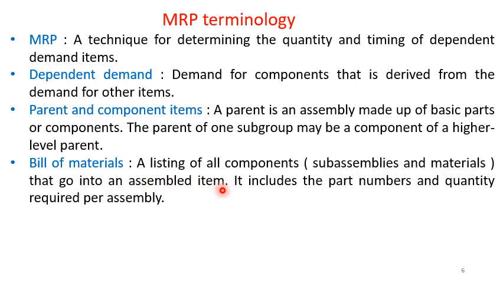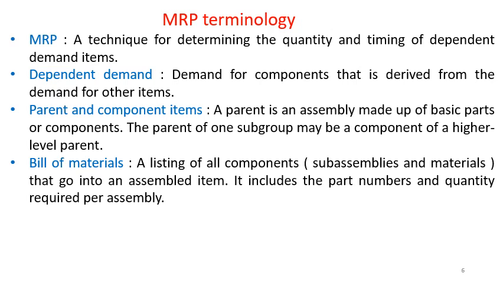So one final product will have different components, and there is a breakup of that product with a list of all the subcomponents and components that go into the final assembly, with its part numbers or labels, and also the quantity required per assembly. For one unit of, say, a final product X, what are the different subcomponents that are required, correct?